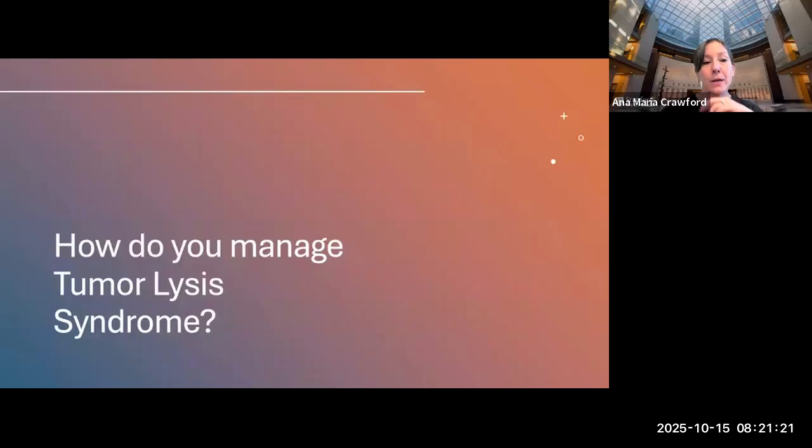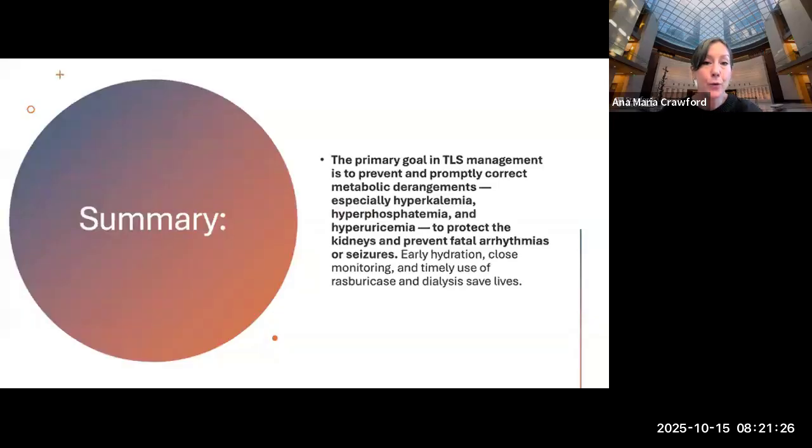So in summary, for tumor lysis syndrome, the most important thing is recognizing who's at risk for tumor lysis syndrome, ensuring that you prehydrate these patients really, really well, and use allopurinol even as a prophylaxis, or rasburicase if indicated. And then once you give the chemotherapeutic agents, really monitor closely the potassium, the phosphate, the uric acid. If you have fatal arrhythmias or seizures, then you really need to take more aggressive care.